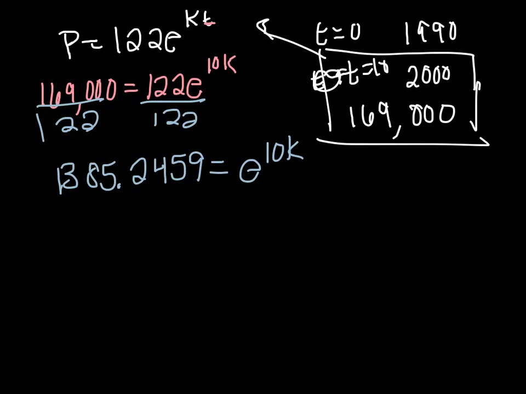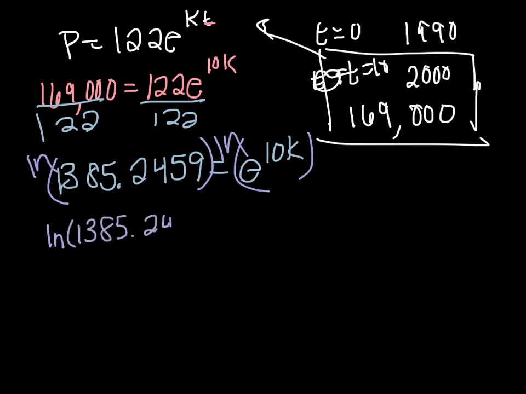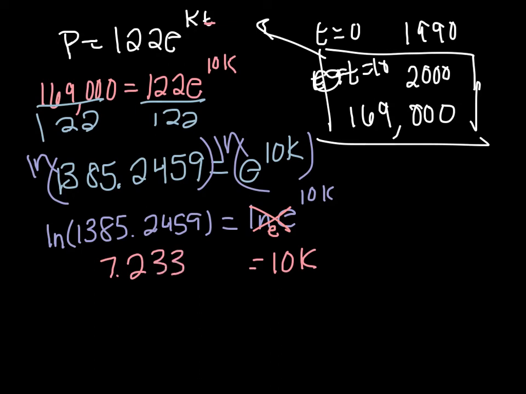Well, at this point, I have to get rid of the e. And the only way to do it is to take the ln of both sides. So I'm going to take the ln of this number, 1,385.2459, equals the ln of e to the 10k. So there's a property that states if the ln and e are side by side there, they cancel, and I'm left with 10k on the right. On the left-hand side, I'm left with 7.2336, and again, I leave it whole in my calculator.